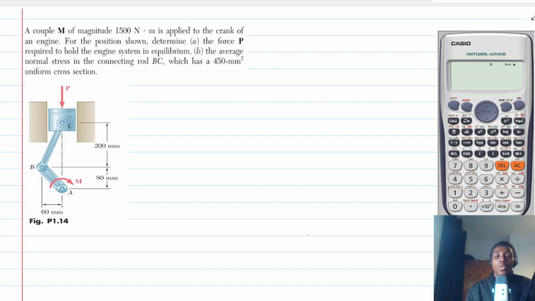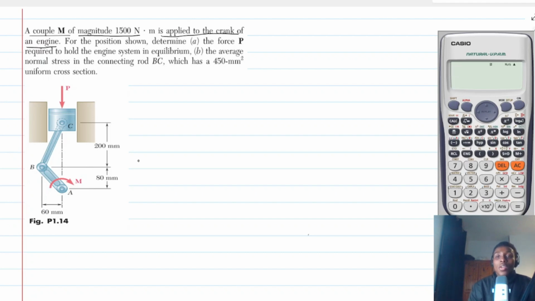All right, so in this video, I want to solve a question with you to illustrate the concept of the average normal stress. Okay, so this question is about... let's read it together. A couple moment, or let's say a couple M of magnitude 1500 Newton. So that is the couple is applied to the crank of an engine.